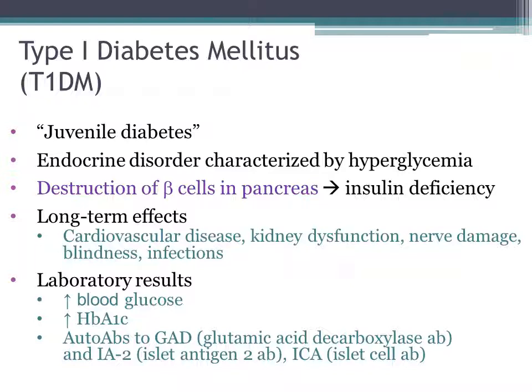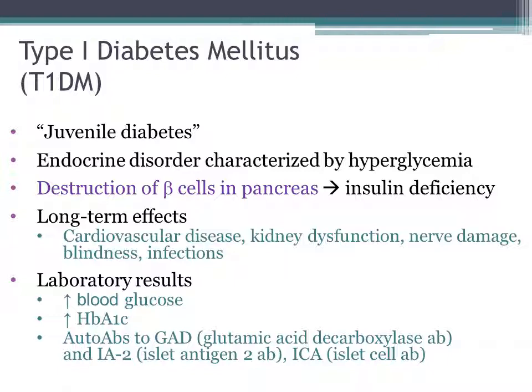Those beta cells are the ones that produce insulin, and so as their numbers diminish, there's less insulin available, and that insulin deficiency, of course, leads to the lack of the ability to move glucose from the bloodstream into the cells and tissues. Long-term effects of type 1 diabetes mellitus: cardiovascular disease, kidney dysfunction, nerve damage, blindness, and infections.